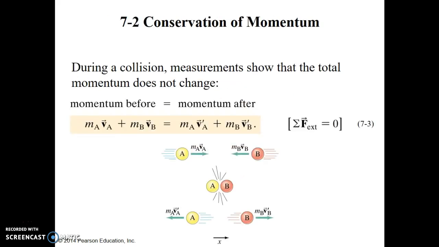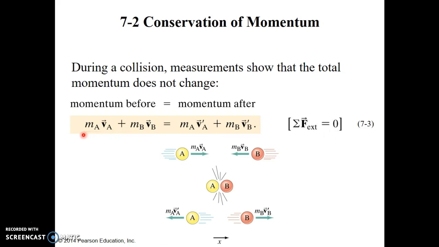Now, here's what's so cool about this. If there are no external forces, in other words, sum of forces is equal to 0, then that means that the change in momentum also has to equal 0, which means that the total momentum does not change during a collision, meaning the total momentum before has to equal the total momentum after. Again, this is only true if there are no external forces. If you have something pushing from the outside involved in a collision, this no longer becomes true.